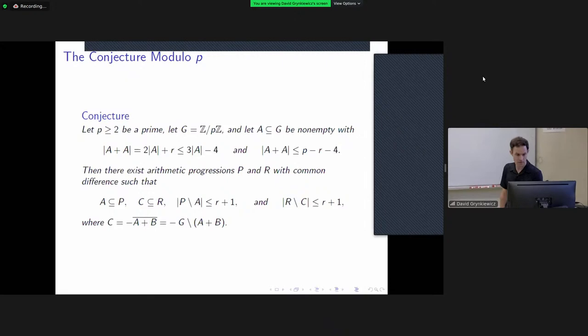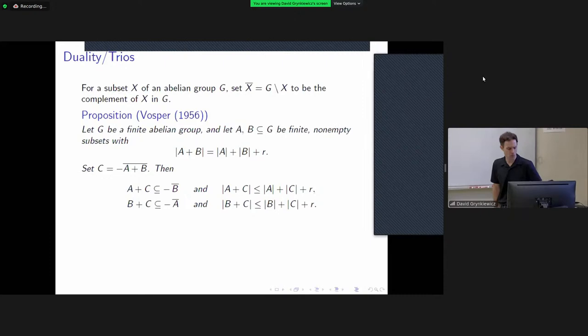So to explain where that bound p minus r minus 4 is really coming from, let's talk about something that goes back, as far as I know, to Vosper, although there may be earlier instances. I just know that there are references to this in Vosper, at least in some form. And so from here on, I'm going to use this bar notation to denote the complement of the set it's barred over. So X bar is the complement of X inside the larger abelian group G, which for us was going to be Z mod pZ in general. But here, this result just holds for any finite abelian group.